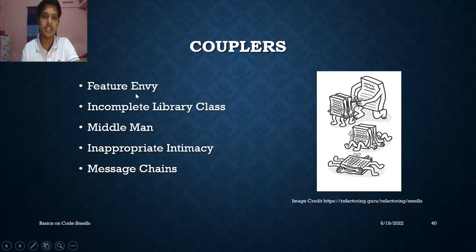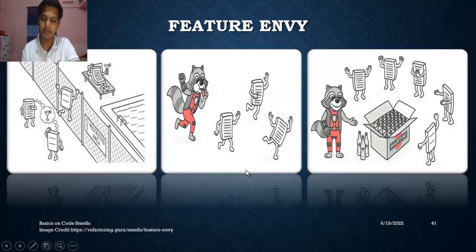Couplers. In couplers we will discuss feature envy, incomplete library class, middleman, inappropriate intimacy, and message chain. Feature envy. Sometimes it can happen that one class is getting more focused on the object or behavior of another class. In this case we have to make proper use of this class, or we have to implement the method in its own class, or we can create a connection between all the classes.